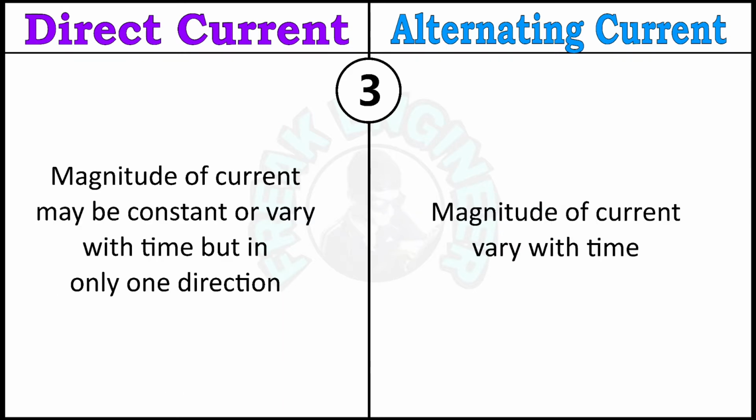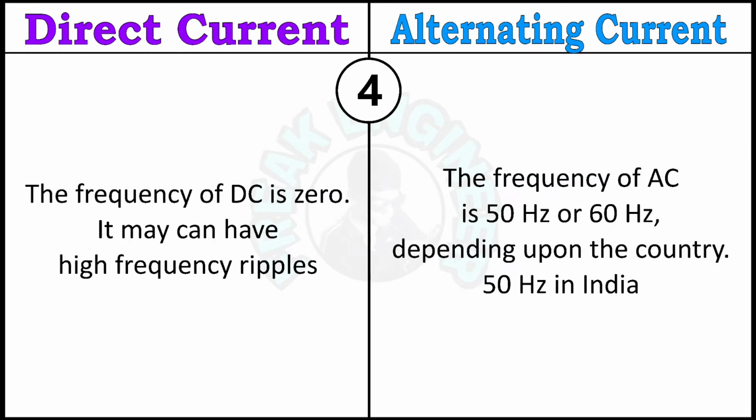Number 3. In direct current, the magnitude of current may be constant or vary with time but in only one direction, and in AC, the magnitude of current varies with time. Number 4. The frequency of DC is 0. It may have high frequency ripples, and the frequency of AC is 50 to 60 Hz depending upon the country. 50 Hz in India.